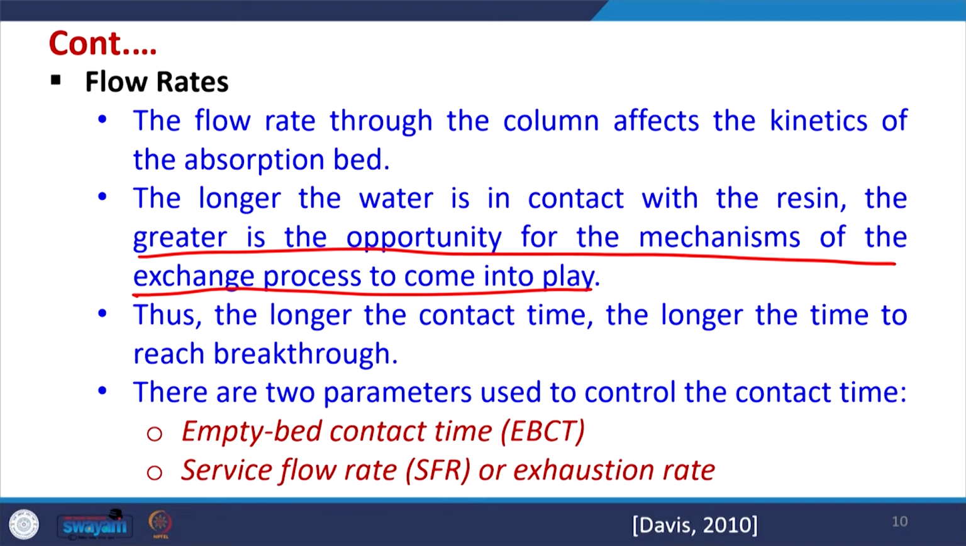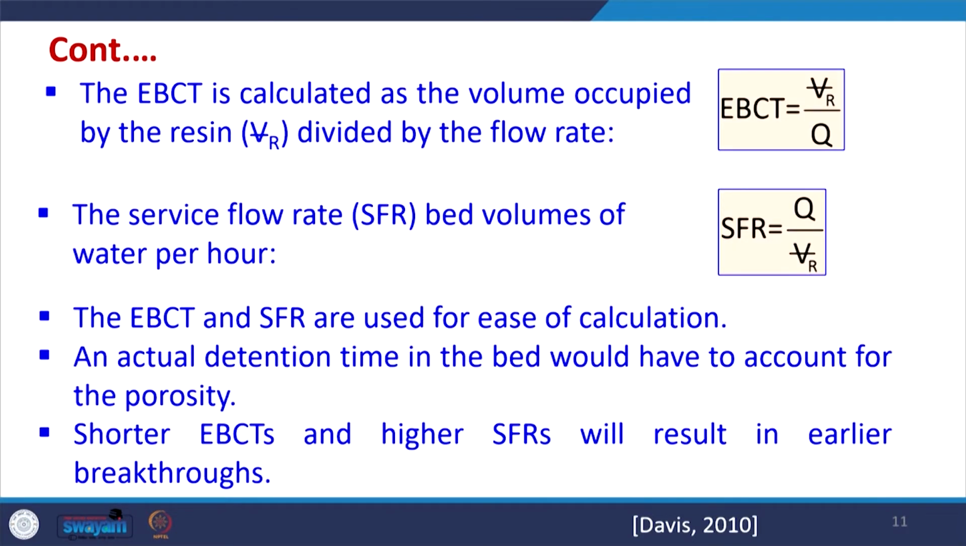So, there are two very important parameters to control the contact time, called empty bed contact time, or EBCT, and service flow rate, or exhaustion rate. Both parameters affect the contact time and depend upon the flow rates. So, let us understand those. The EBCT is calculated as the volume occupied by the resin divided by the flow rate. Suppose this is the bed, this is the volume occupied by the resin, and this is the flow rate. This is the same as what we defined for the adsorbent bed also.